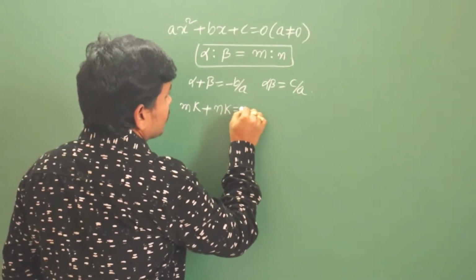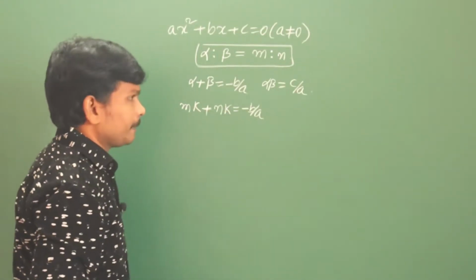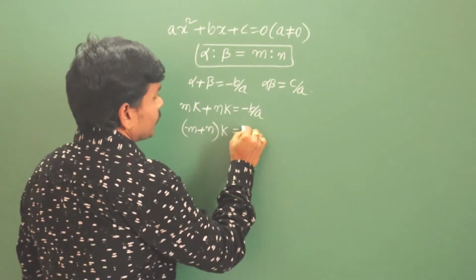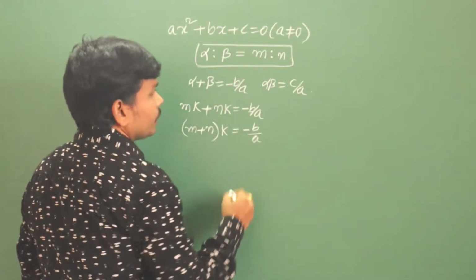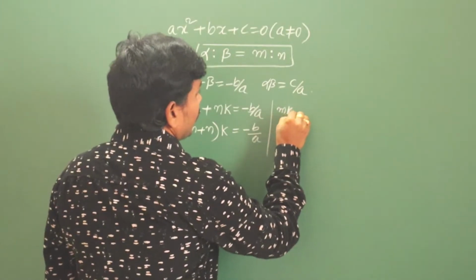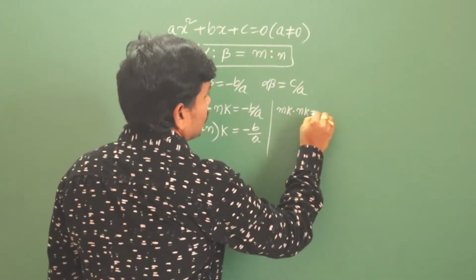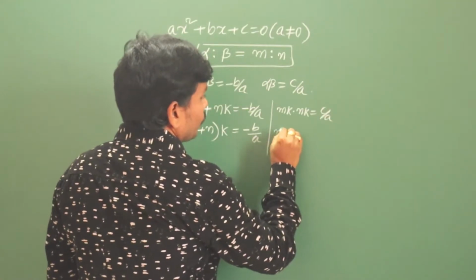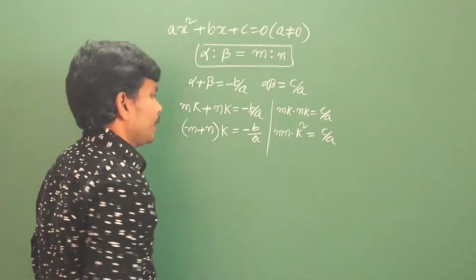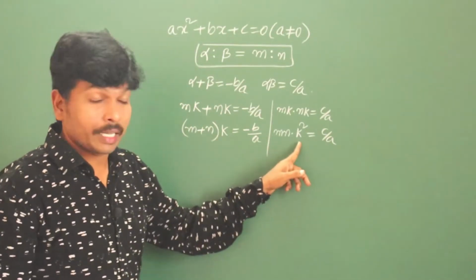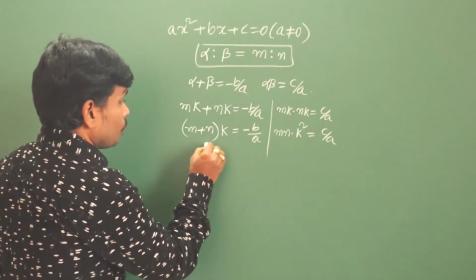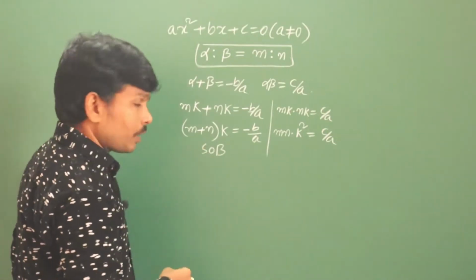mk plus nk is equal to minus b by a. Observe here, take k common: m plus n into k equals minus b by a. And observe here, product of the roots means mk into nk is equal to c by a. Here you get mn into k square is equal to c by a. Here k is there, here k square is there. So that's why I'm doing squaring on both sides. So squaring on both sides you have to do it.